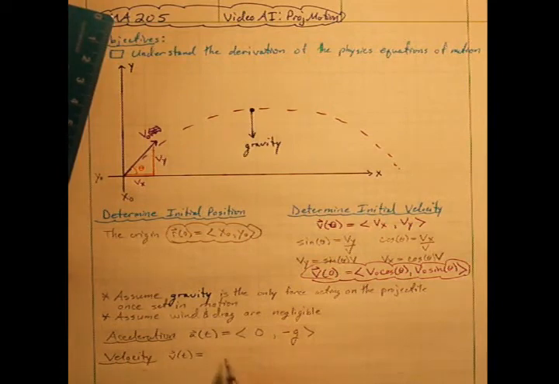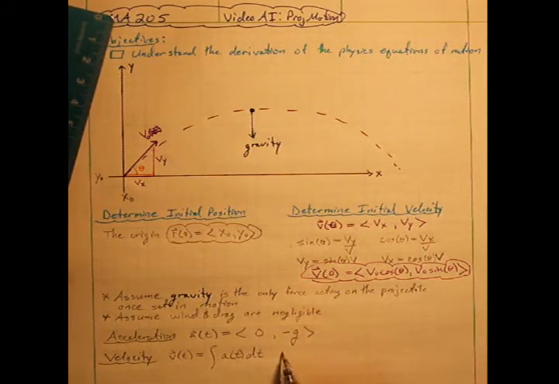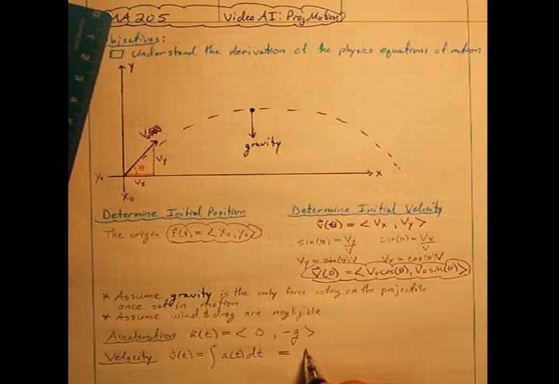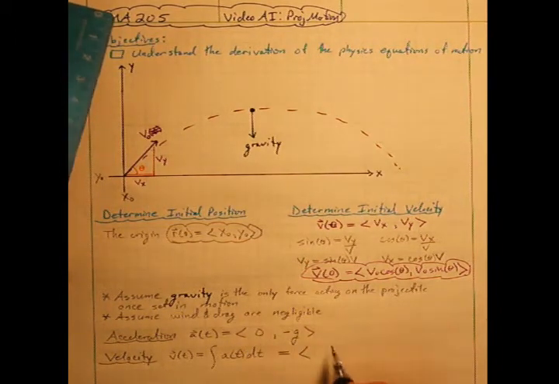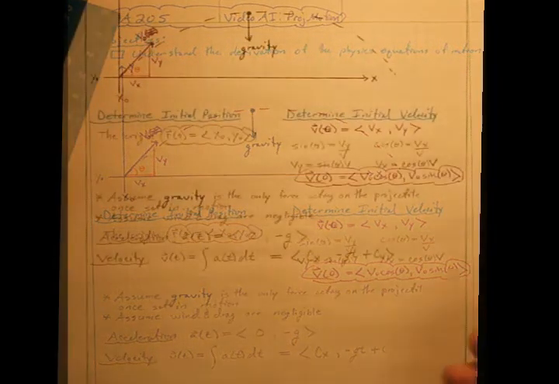Okay, so now if I want to derive and eventually go from acceleration to velocity to position, first I have to find velocity, and velocity is the integral of acceleration with respect to time. So as I integrate, I have to integrate each piece separately. So the integral of 0 is 0 plus a constant of integration, c sub x. The integral of negative g with respect to time is going to be negative g t plus a constant of integration, c sub y.